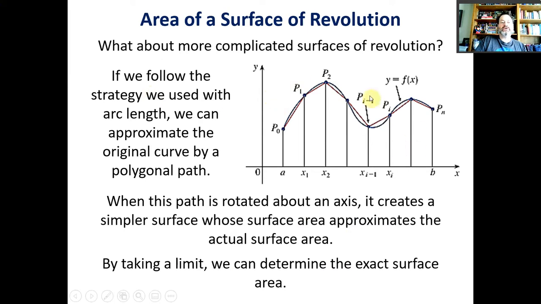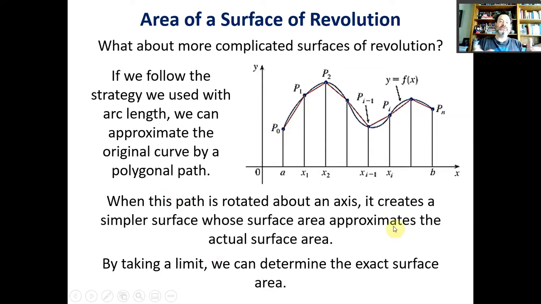So we're going to follow the strategy we did with arc length, right? This is the picture I had from the arc length video. What you do is you have this polygonal path, and the idea is that we're going to rotate this whole thing around the x-axis. And instead of getting a curvy surface like a vase or something, you get these little bands that are basically big cone minus little cone, each of these bands.